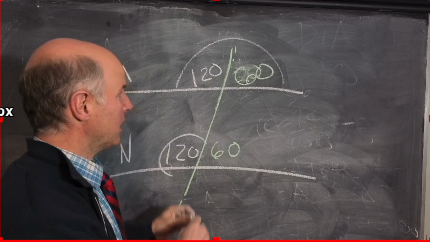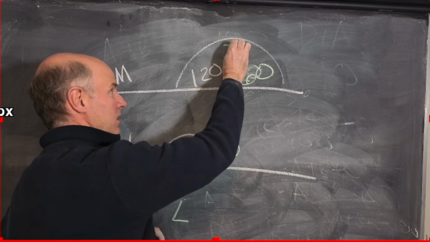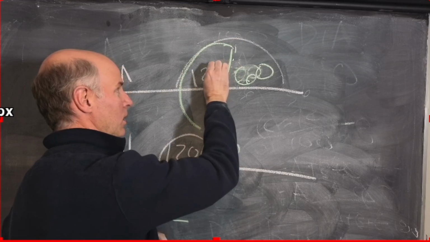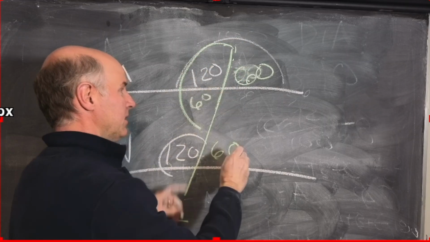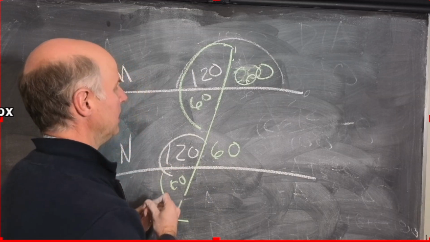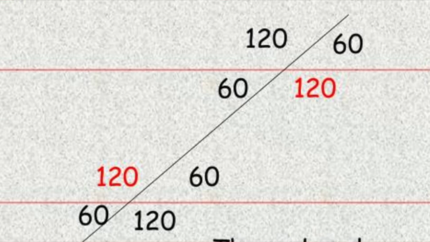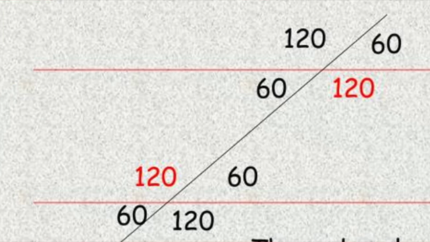Like for example, we could continue to do supplementary angles, like this angle from here to here. This one with its supplement would be 60. This supplement here would be 60, and then we could do this again. This angle from here to here, the supplement of 60 would be 120.